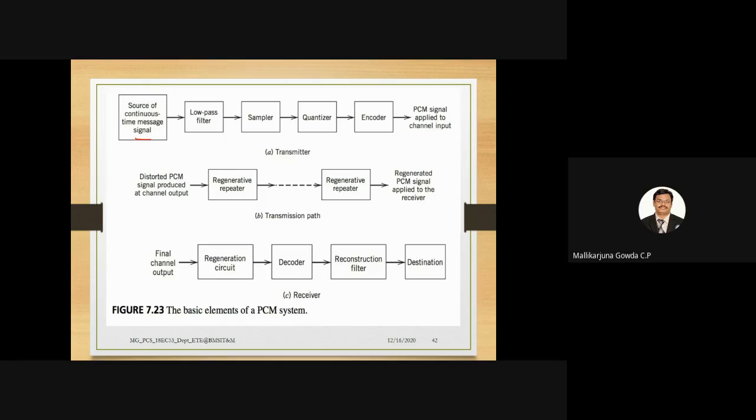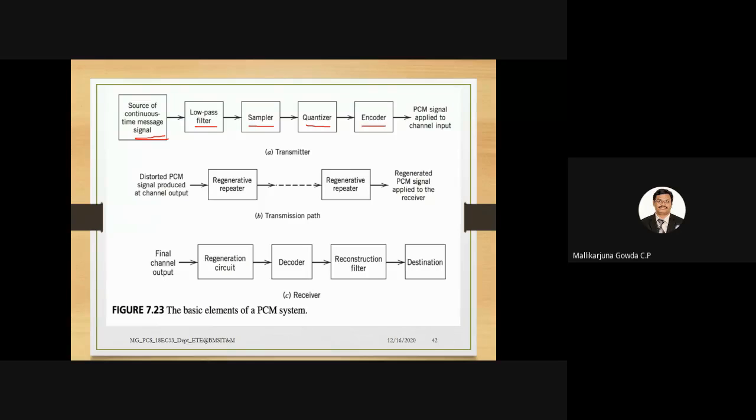The incoming signal, that is my continuous time message signal, will be passed through a low pass filter. The purpose of this low pass filter is to make the signal strictly band limited so that we can avoid aliasing. After that, it will be sampled. By doing sampling, we discretize the signal in the time domain. Then we do the quantization, which means we discretize the signal in amplitude also.